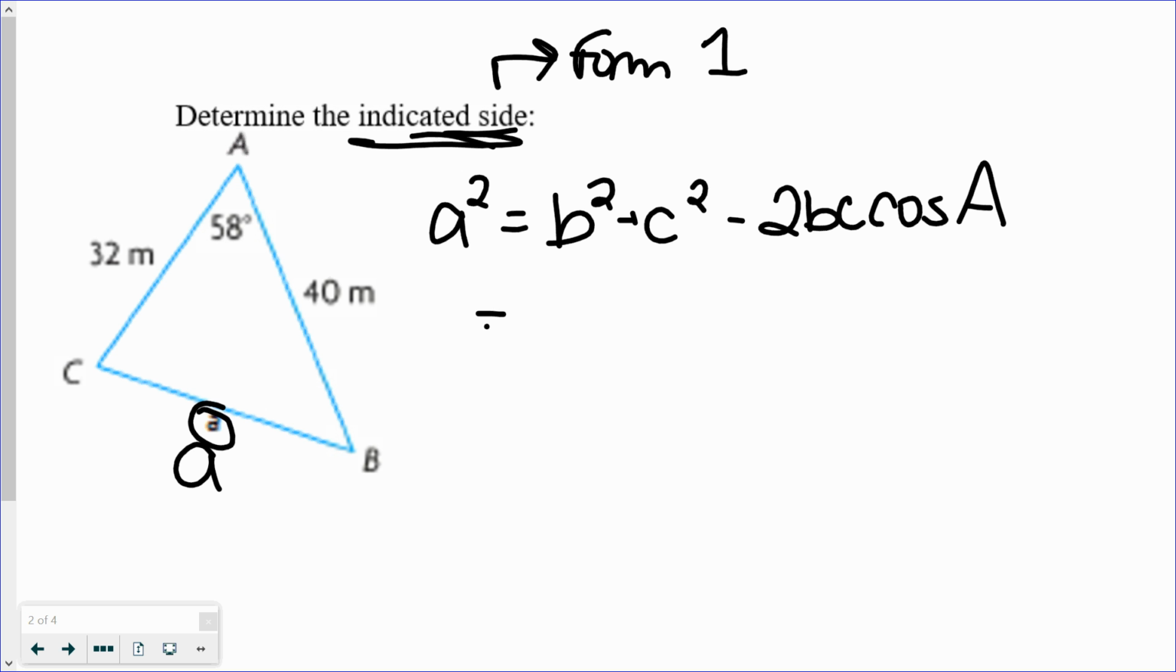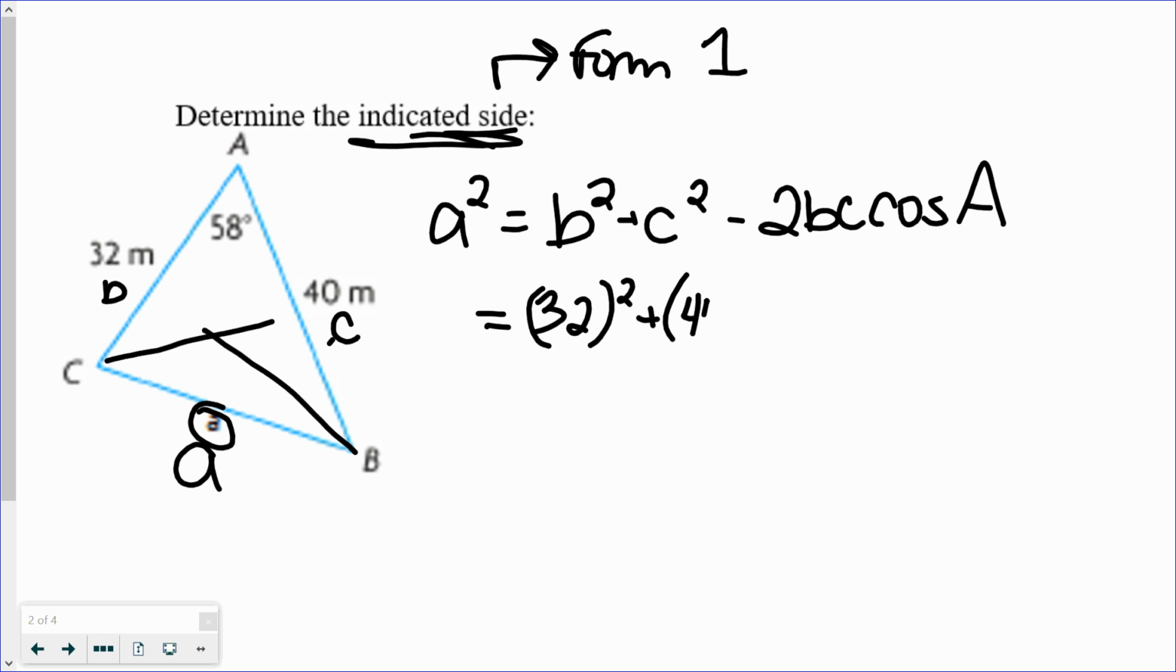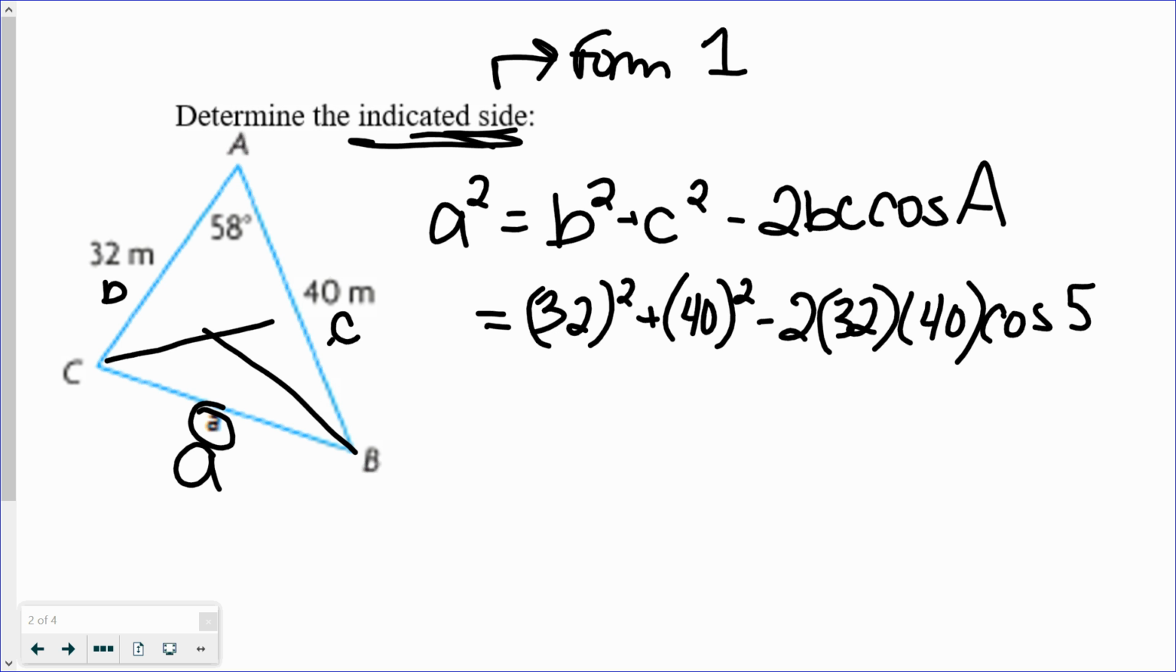So just substituting in the values that we have. Again, this is side length B because it's opposite angle B. This is side length C because it's opposite angle C. So 32 squared plus 40 squared minus 2 times 32 times 40 times the cosine of 58.